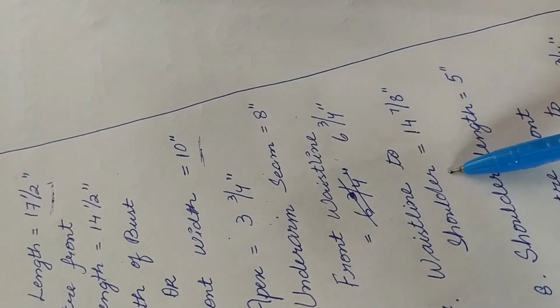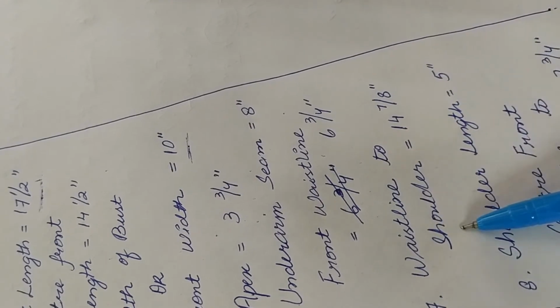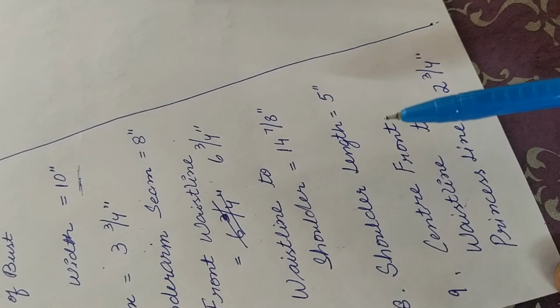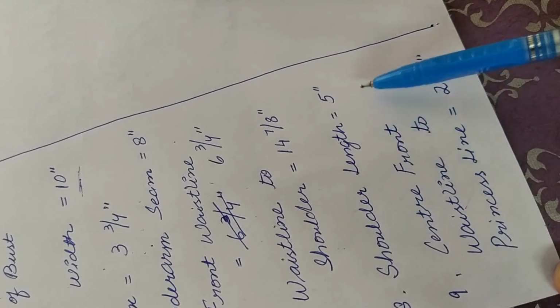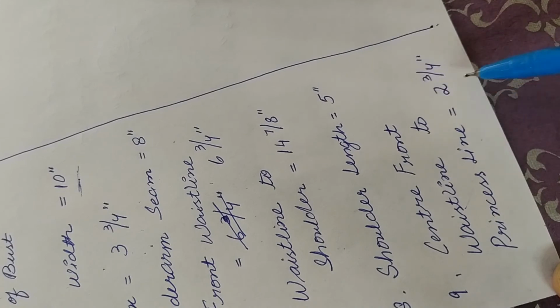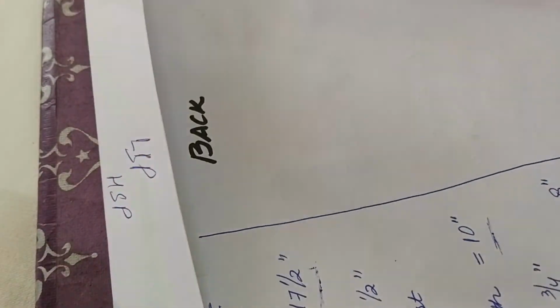Waistline to shoulder measurement is 7 by 8. As I said, it can be waistline to shoulder or shoulder to waistline. The next measurement is shoulder length, that is 5 inches. Center front waistline to princess line, and this is 3 by 4 inches. Now quickly, let us take the measurements for the back block. In comparison to the front block, there are just a few measurements for the back block.